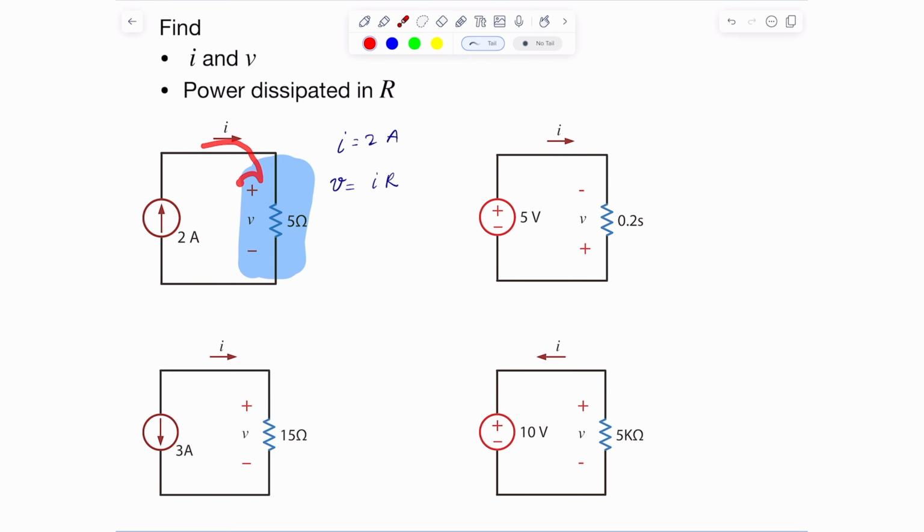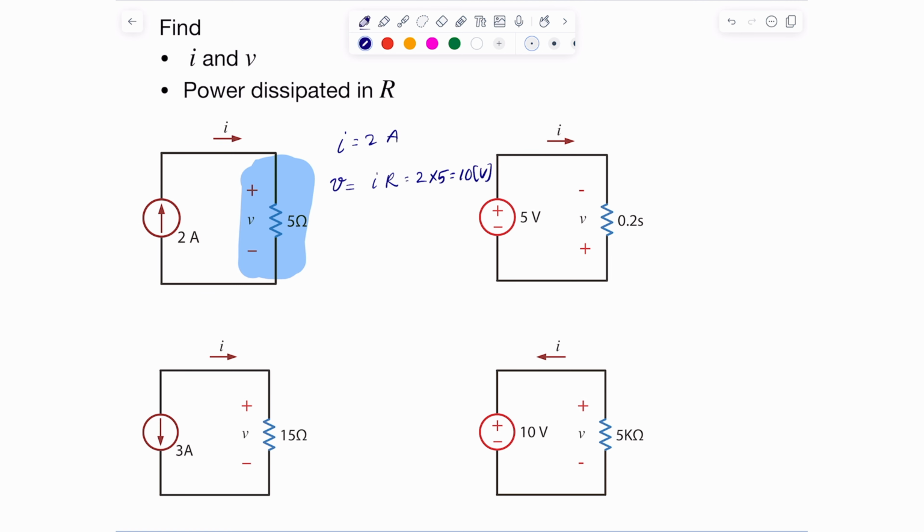So the I is hitting the positive first, in this particular case, the positive of the resistor. That means I should use positive. So it's as straightforward as saying, well, I is simply 2 amps times 5 ohms. That means it is just simply 10 volts.